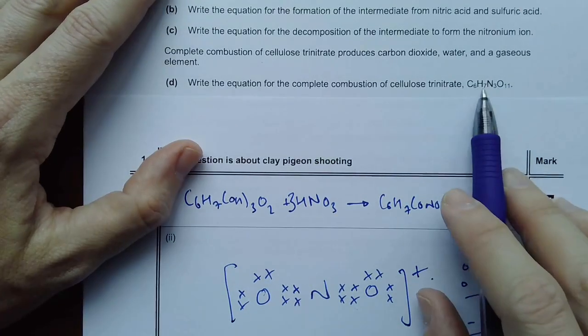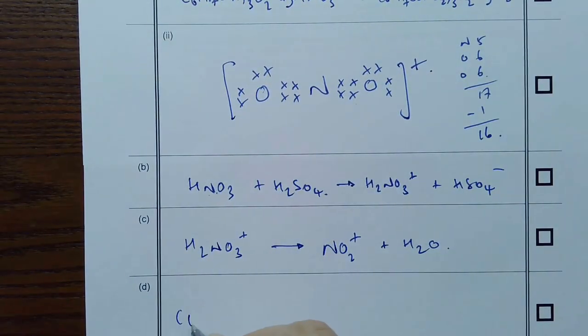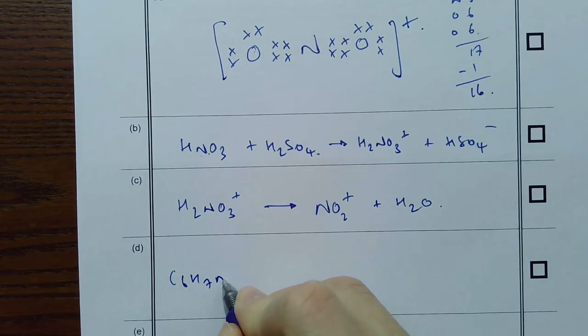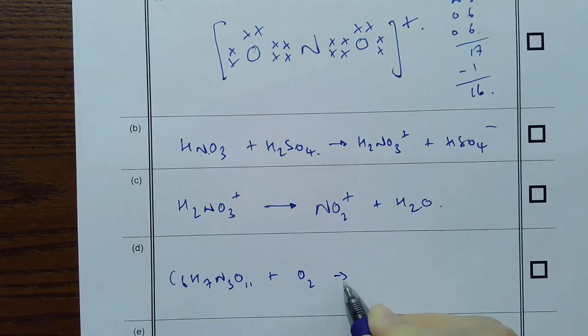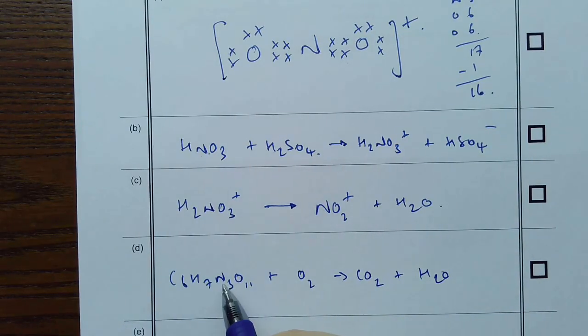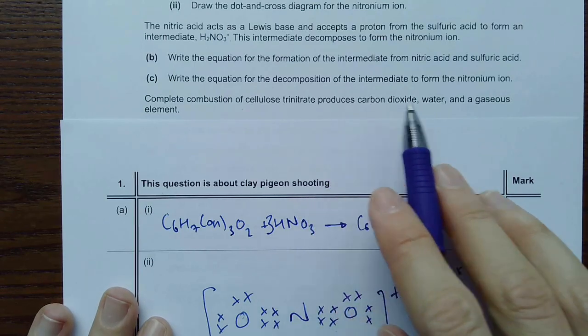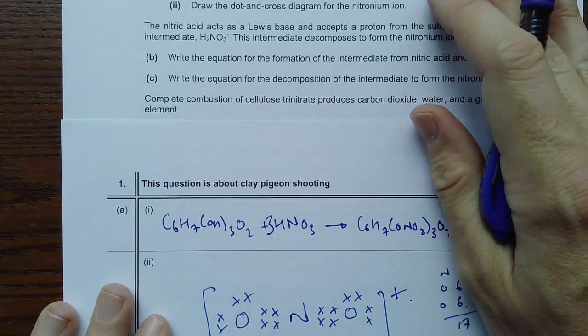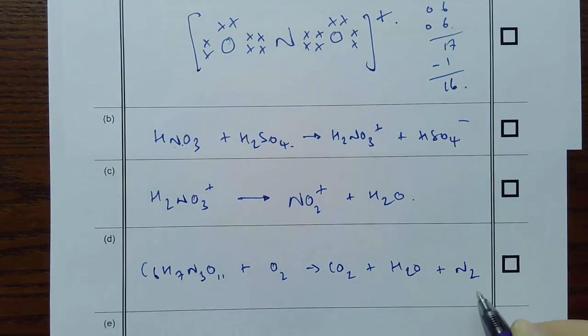So far, fairly straightforward. Then we have a combustion equation, specifically a complete combustion equation. So our cellulose trinitrate, C6H7N3O11, plus oxygen. Now, complete combustion, so we're going to get carbon dioxide, I'm going to get water, but then obviously I've still got a nitrogen here. So let me check back at the question. It says complete combustion of cellulose trinitrate produces carbon dioxide, got that, water, got that, and a gaseous element. Excellent. So I know because it's a gaseous element, it must be N2.